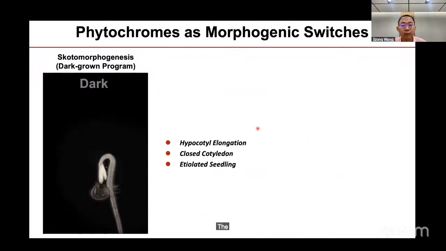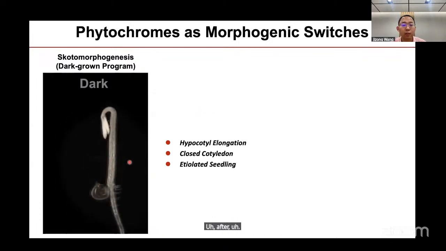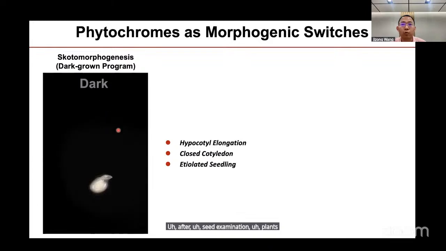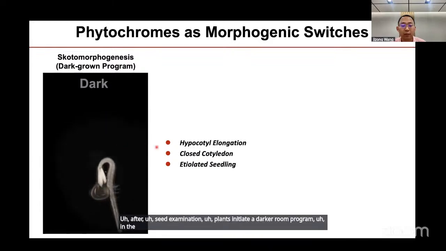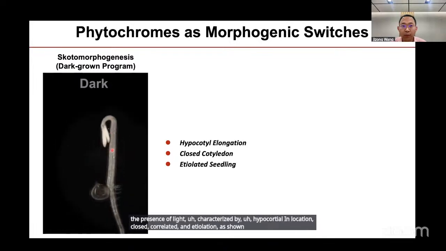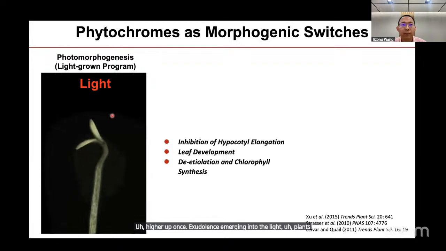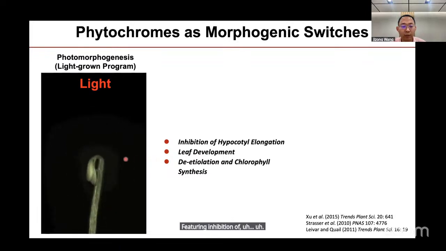The canonical function of phytochrome is to act as a morphogenic switch. After seed germination, plants initiate a dark green program in the absence of light, characterized by hypocotyl elongation, closed cotyledons, and etiolation, as shown in the movie. However, once seedlings emerge into the light, plants activate a light green program featuring inhibition of hypocotyl elongation, leaf development, and de-etiolation.